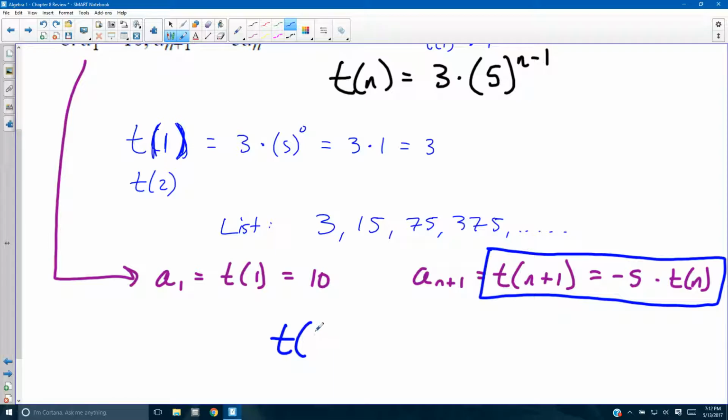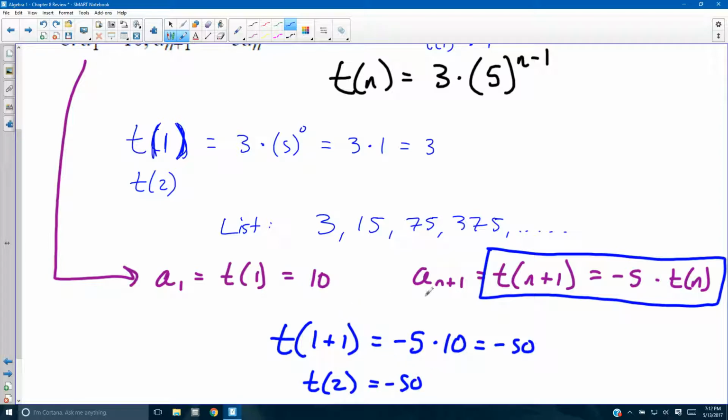So how do I find the value of the 1 plus 1 term? Notice how I plugged in 1 for n. I'm going to take negative 5 and multiply it by t of 1. Well, t of 1 is 10. So I'm going to take negative 5 and multiply it by 10, which is negative 50. 1 plus 1 is 2. So the value of the second term is negative 50.